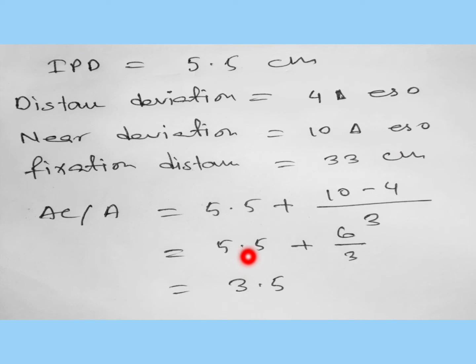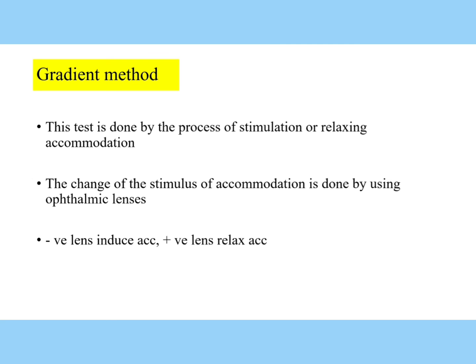Okay, so don't forget this normal range, 3:1 to 5:1. That means for every diopter of accommodation there are 3 diopters of convergence. It can be 5 prism diopters also. Okay, now let's move to the gradient method.